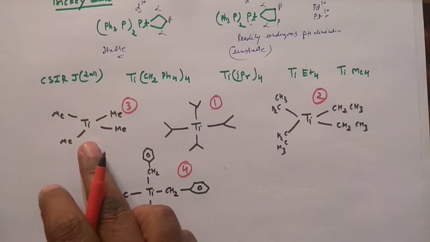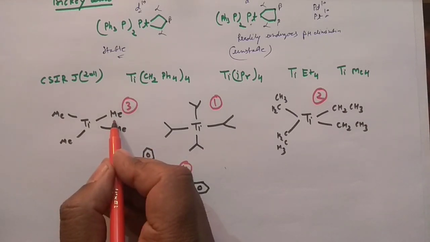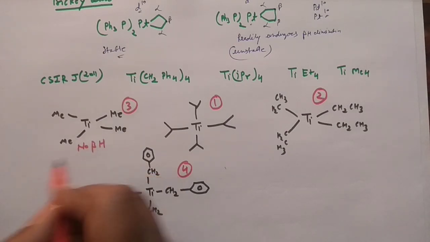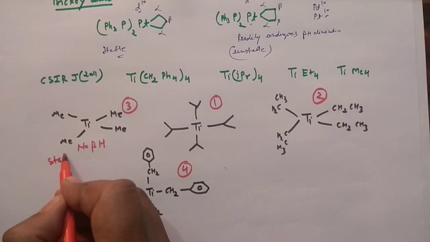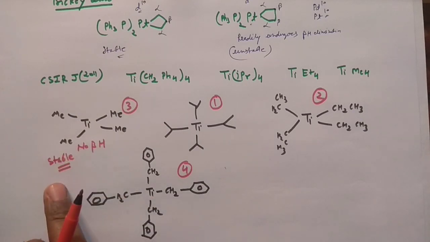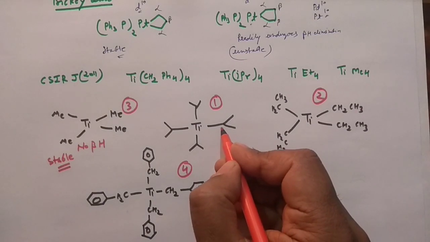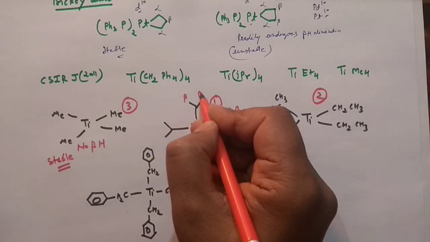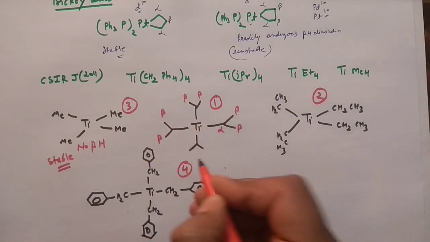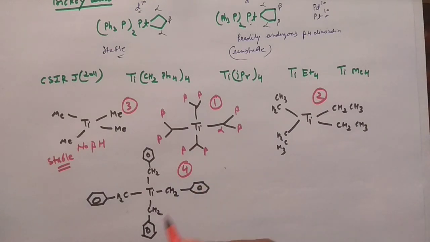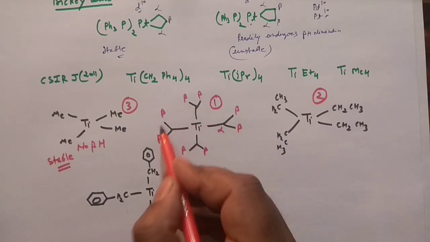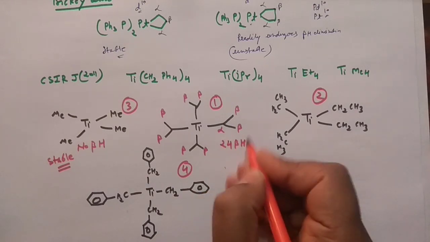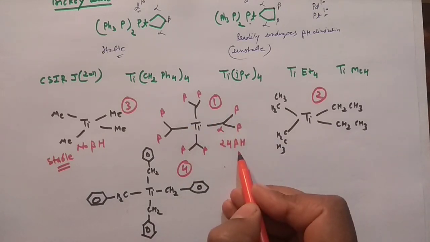So first of all, you can see in that case only methyl is there, no beta hydrogen. No beta hydrogen means thermodynamically stable. This one: this is alpha, this is beta, this is also beta. Similarly, this is beta, this is another beta, and another. So 1, 2, 3, 4, 5, 6, 7, 8. That means a total of 24 beta hydrogens. One isopropyl is having 6 beta hydrogens, so it will have 24 beta hydrogens.